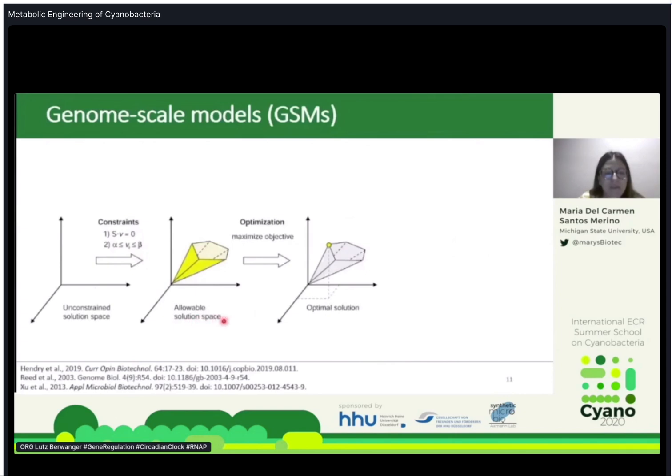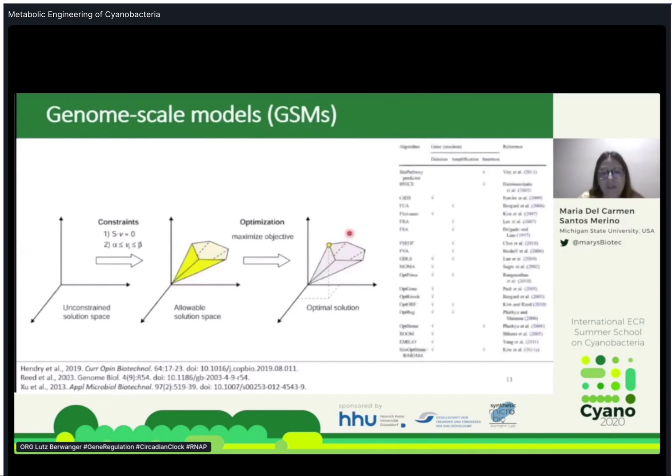And to constrain this space of solutions a little bit more, we can maximize the objective function, that in this case is going to be the production of a specific compound, and the algorithm is going to give us the optimal solution to improve this production.